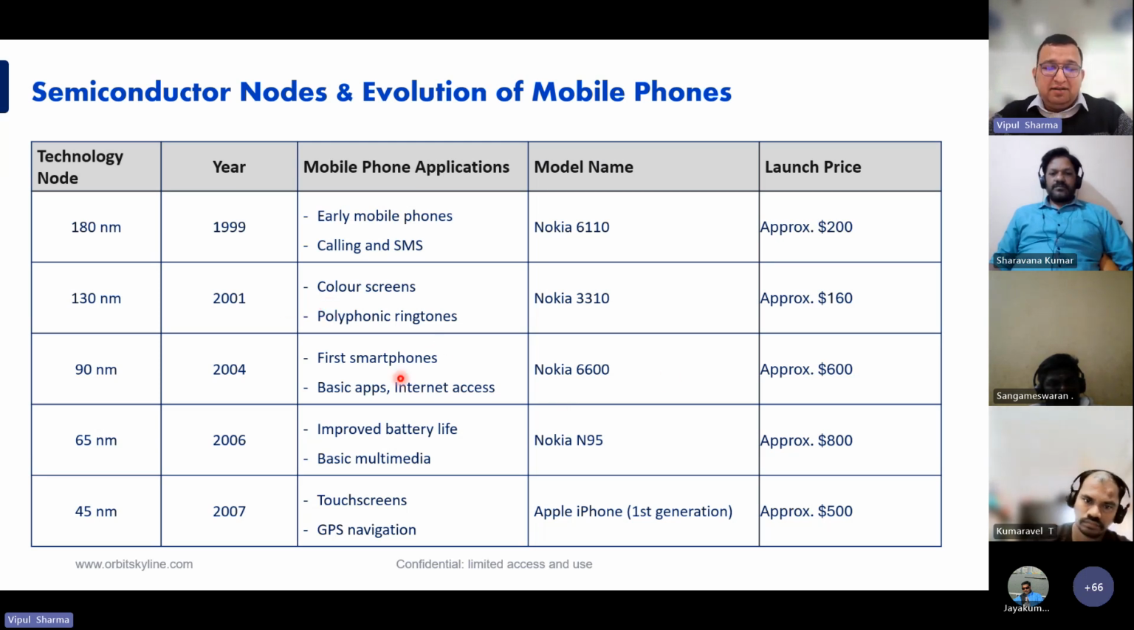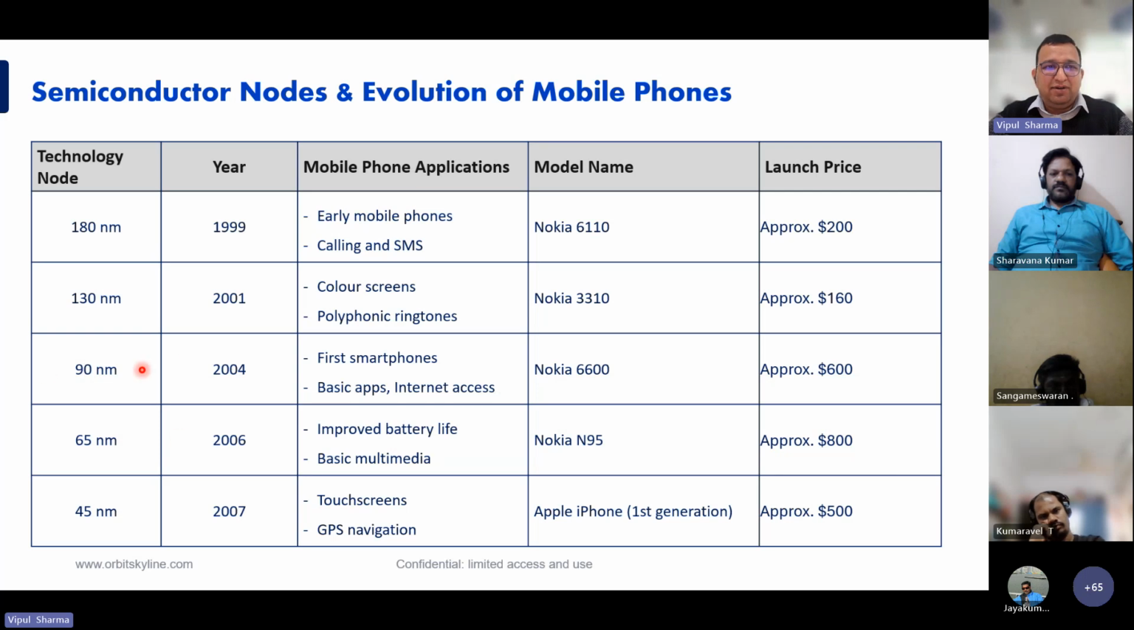Then at 90 nanometer in 2004, the first smartphone kind of appeared. This was not the Nokia 6600, which I showed you previously. It had some kind of basic apps. I think, if I remember correctly, it used to have a Symbian OS at that time, and it also started having internet access. There was a very slow internet on 2G or 2.5G kind of technology, which was enabled in that phone. And the technology used was 90 nanometer.